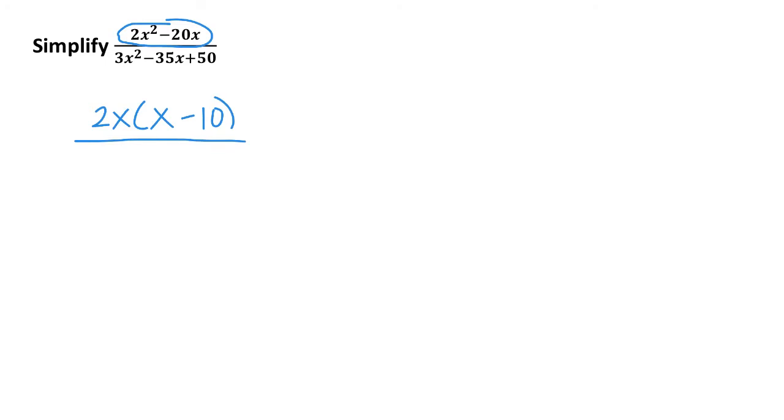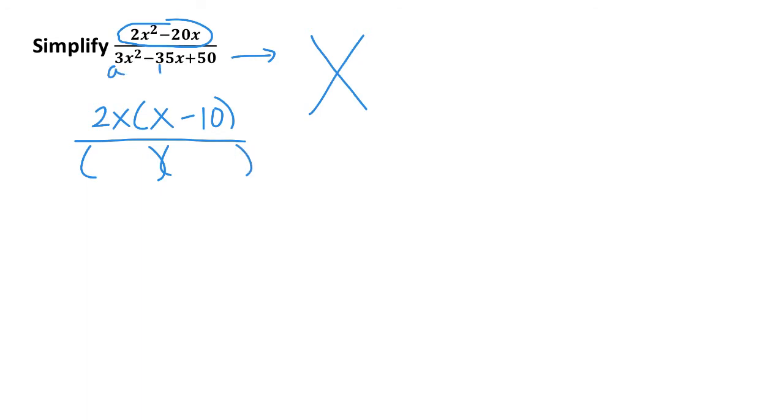For the denominator, I'm trying to think of a GCF, a number that goes into 3 and 35 and 50. And there is no number. There's nothing in common with those values. So we can't factor out a GCF. But this is a quadratic. I'm going to factor the quadratic, so we end up with two binomials that multiply together to get that quadratic.